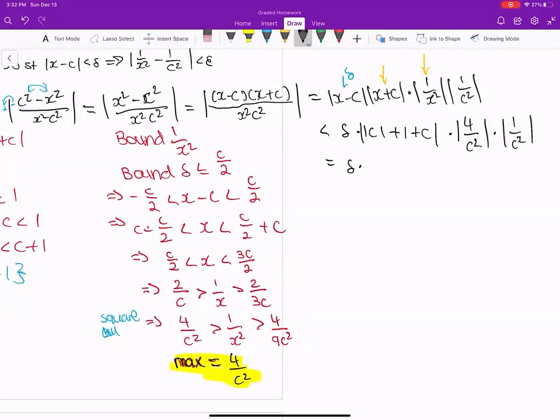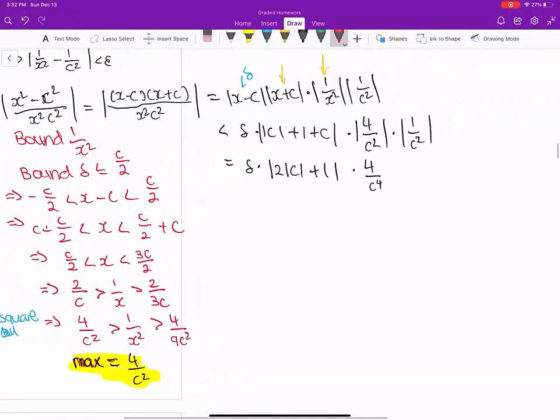which is equal to delta times 2 absolute value of c plus 1 times 4 over c to the power of 4. And we can choose our value so this is equal to epsilon. Let's solve for delta. You get delta equals epsilon times c to the power of 4 over 4 times 2 absolute value of c plus 1. So this is our choice of delta.